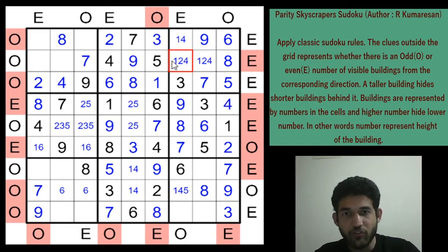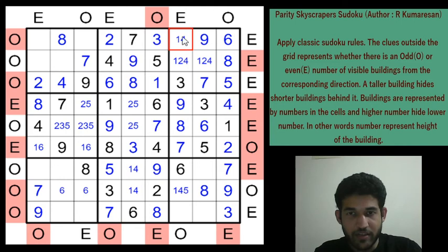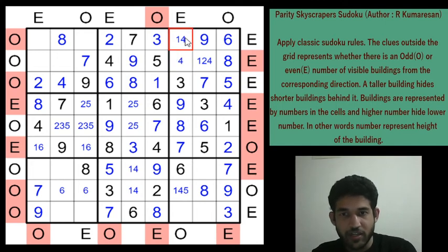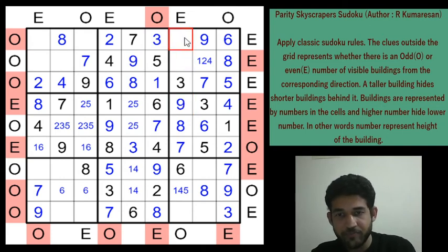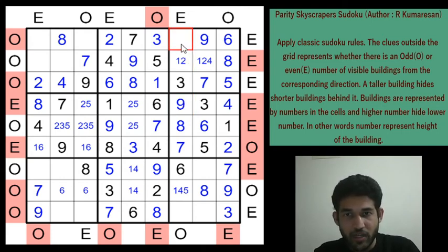So can you have a 4 in this cell? If you have a 4 here, you immediately force a 1 here, then you are seeing 1, 4 and 9, which is 3 buildings, because 3 would be hidden behind the 4. If you have a 4 here, you will get a 1 here, and can you satisfy this even clue outside? You are seeing only 3 buildings. So you can't have a 4 there. So this will be a 1 or a 2, and this will be a 1 or a 4, right?